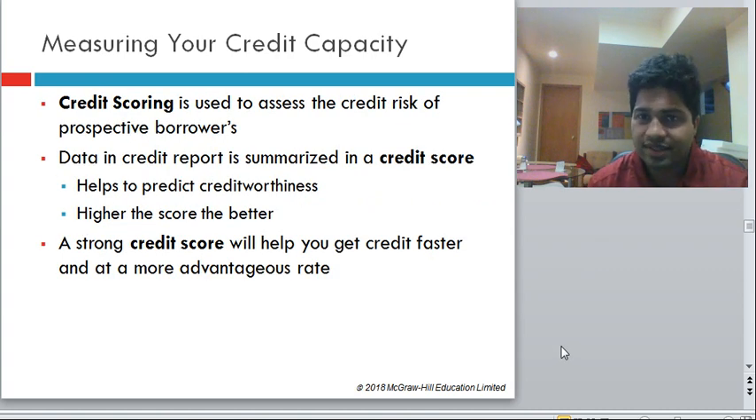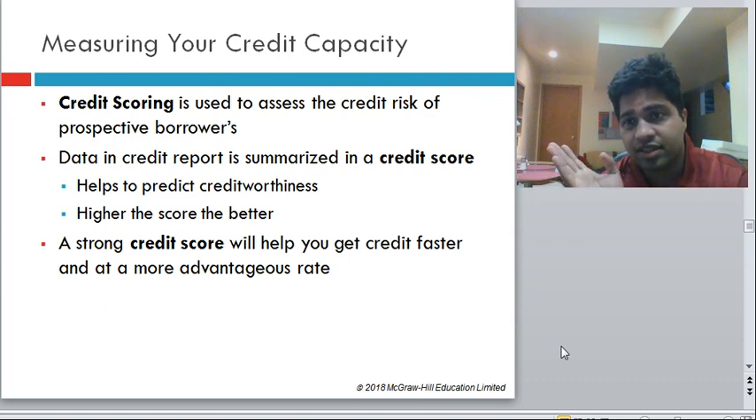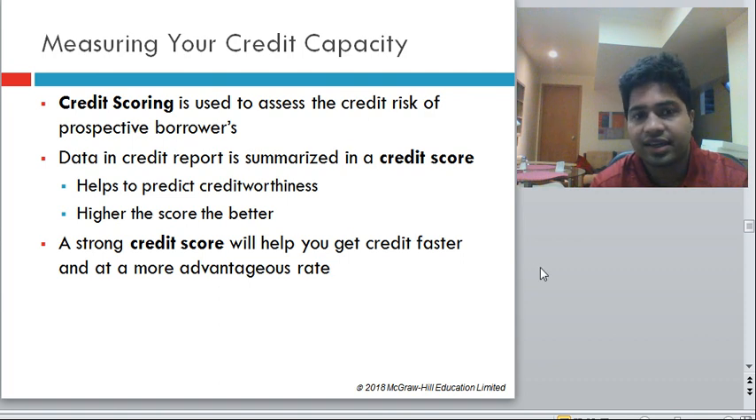Credit scoring is used to assess the credit risk of prospective borrowers. Data in the credit report is summarized in a credit score. Credit scores help predict creditworthiness. The higher the score, the better it is. So we generally have a range of 300 to 900 points. Anything above 600 is considered good. So if your credit rating is above 600, you are considered good. Higher is better. A strong credit score will help you get credit faster and at an advantageous rate.